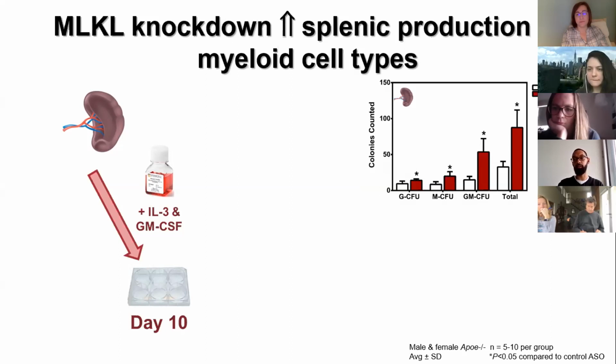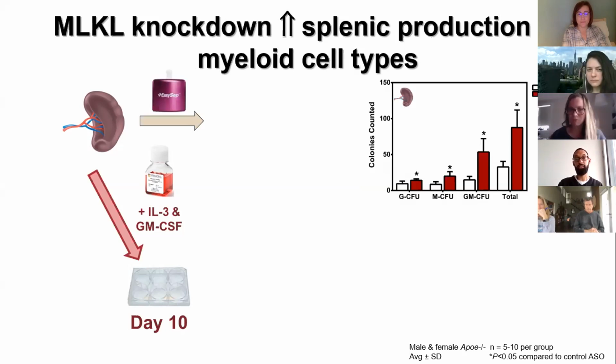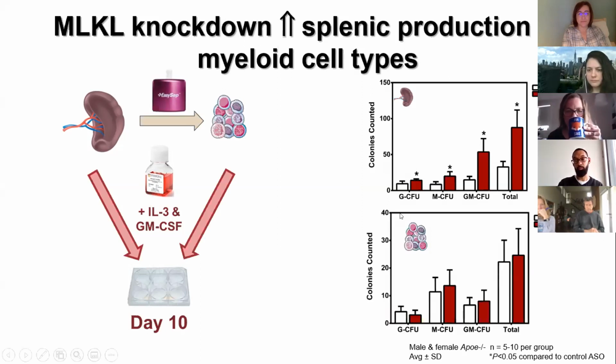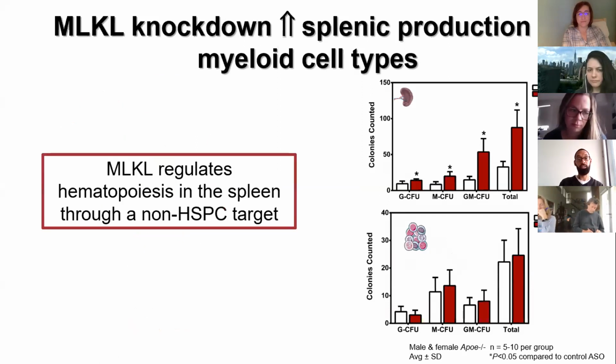But this is whole splenocytes. So this consists of both the hematopoietic stem and progenitor cells, as well as mature myeloid cells or lymphocytes, as well as other niche cells such as endothelial cells or stromal cells. So to further refine the assay, we then immunomagnetically selected the HSPCs from the splenocytes and performed this assay. And what was really interesting to us was we completely lost the phenotype of increased myeloid production after MLKL knockdown when we selected only for the HSPCs. So this suggests to us that MLKL regulates hematopoiesis in the spleen through a non-HSPC target.